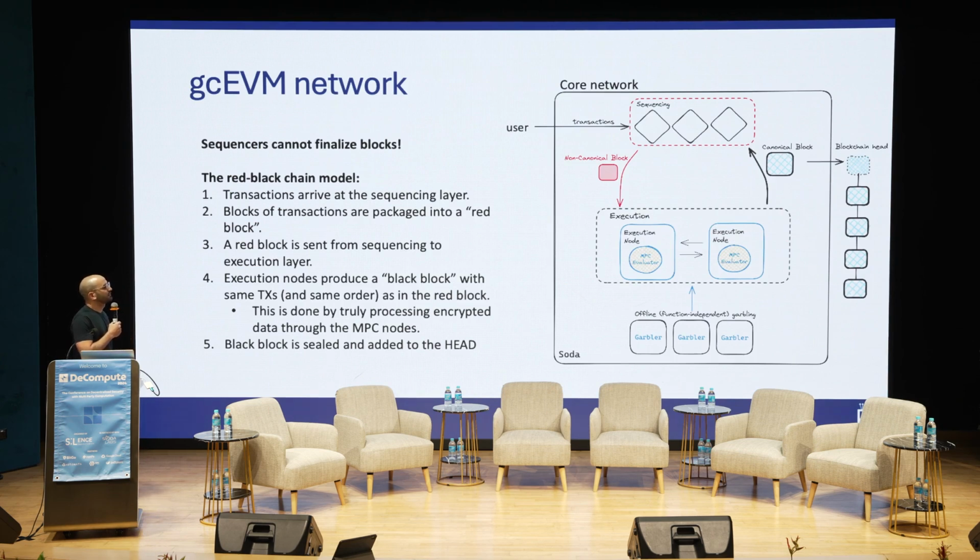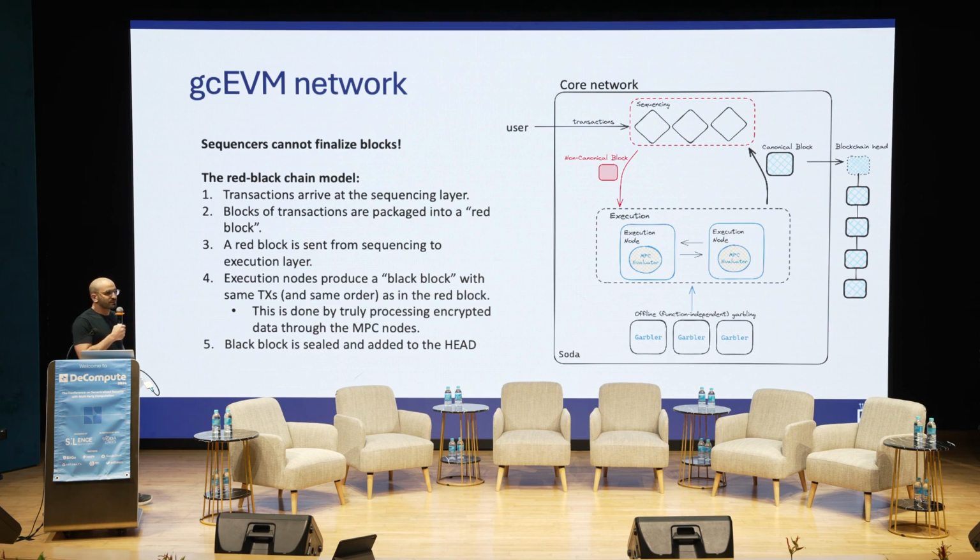This is what the entire network looks like. After users send transactions to the network, they first get into a sequencing subnetwork. These are just simple nodes. Everything, by the way, runs on a fork of Go Ethereum. So when transactions arrive at the network, they first get into the sequencing subnetwork, and the sequencing subnetwork just generates something we call red blocks, or non-canonical blocks.